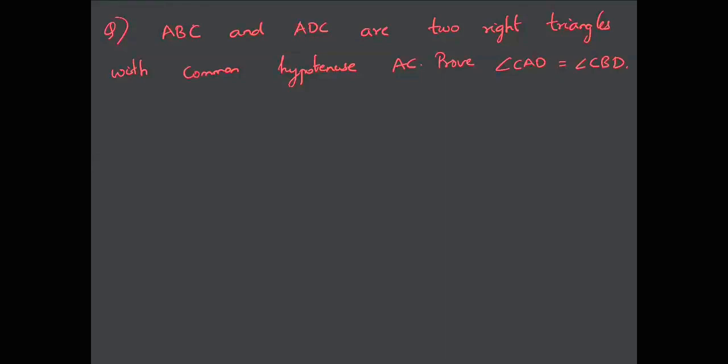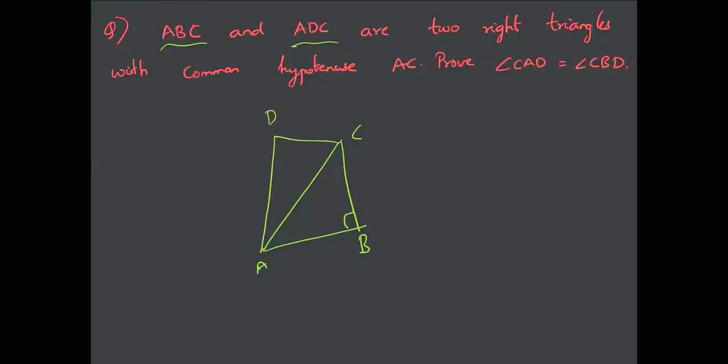So let us do this. So ABC and ADC are two right triangles with common hypotenuse AC. Okay. So say this is AC. Angle ABC is 90 degrees and also angle ADC is 90 degrees. Okay. So we need to prove that angle CAD is equal to angle CBD. This is what we need to prove.